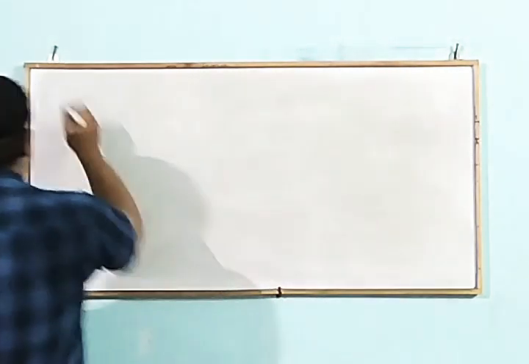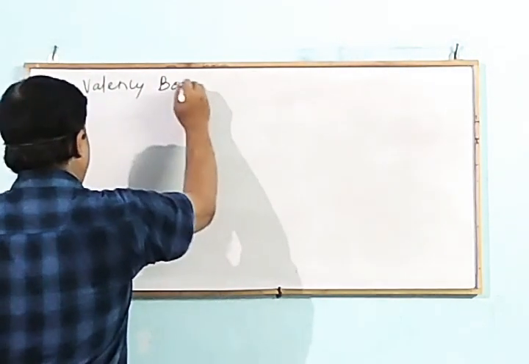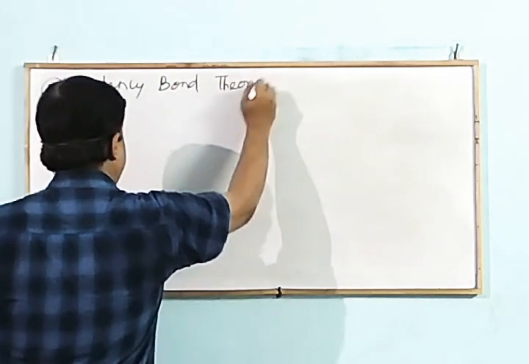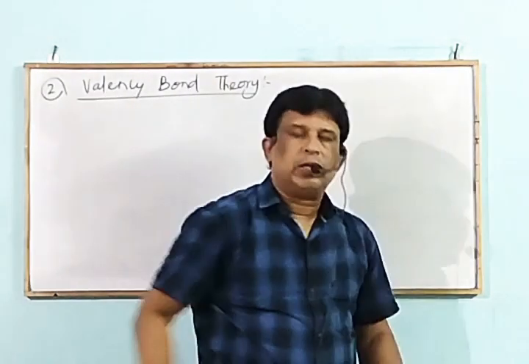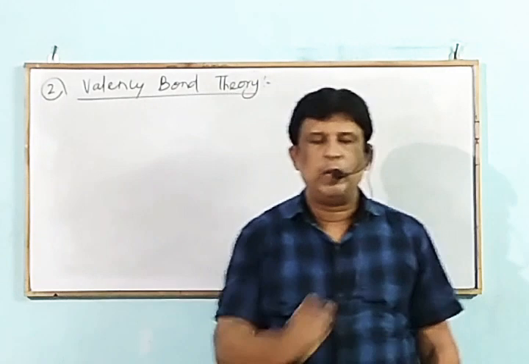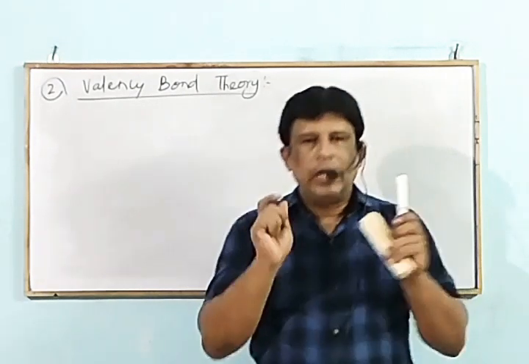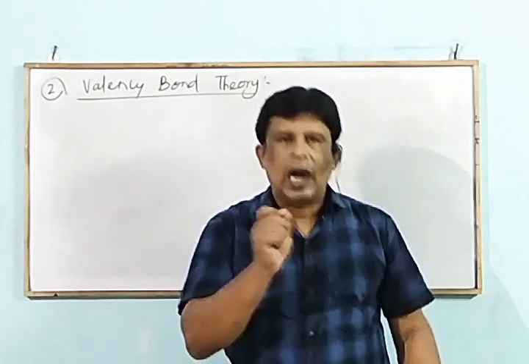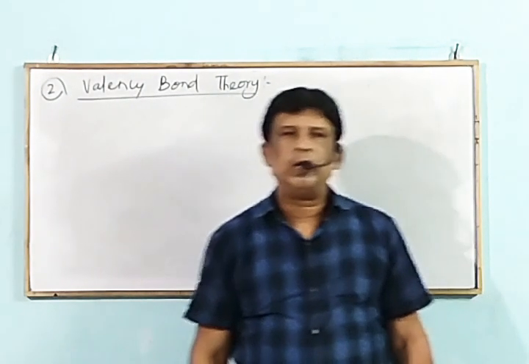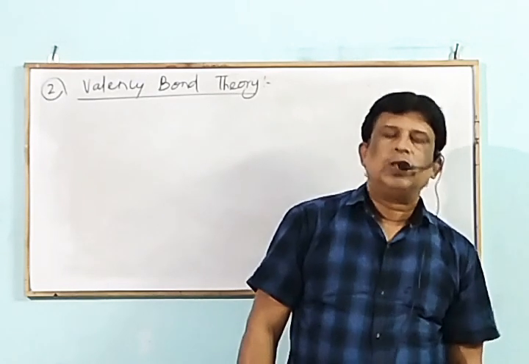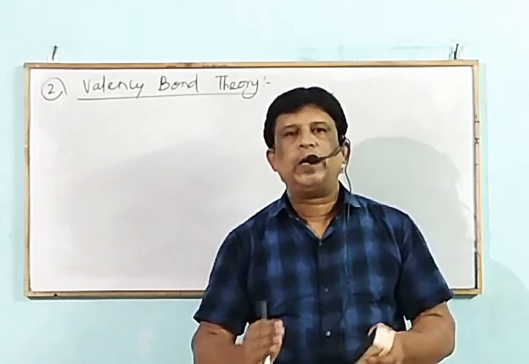Next one is valence bond theory. Very, very important one. What are the postulates? The various postulates of this theory are, point by point. Point 1. In every complex, the ligands try to donate at least a pair of electrons to the central metal atom. I repeat again, point 1. In every complex, the ligand tries to donate a pair of electrons, at least one pair of electrons, to the central metal atom.